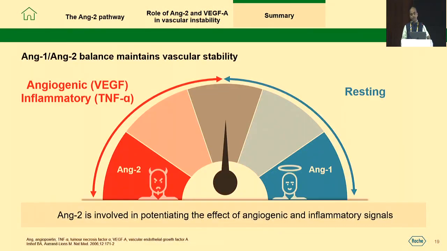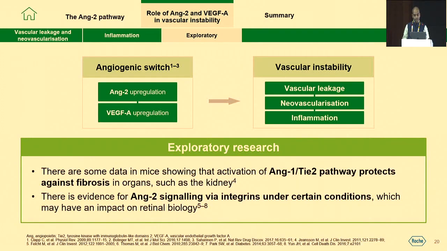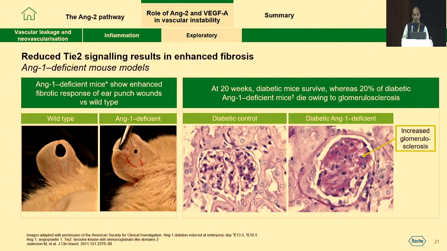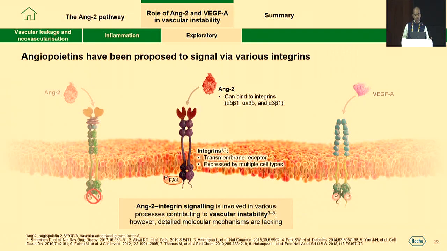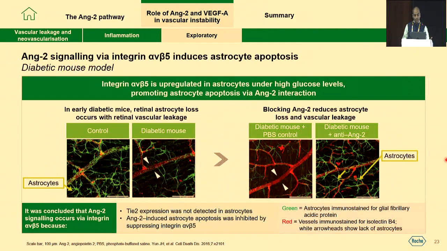Always there should be a balance which needs to be maintained, and that has been disrupted in these diseased conditions. There is other exploratory research happening on whether they play a role in fibrosis and the integrins pathway. I'll skip this one because these are all exploratory conditions where they will be dealing with pericytic apoptosis and astrocytic apoptosis.